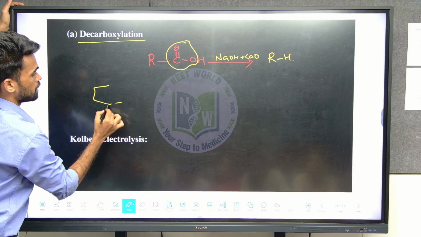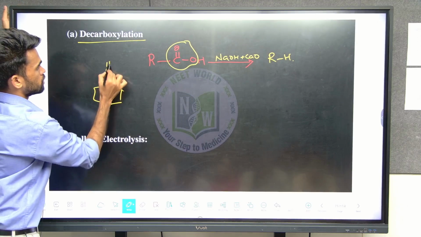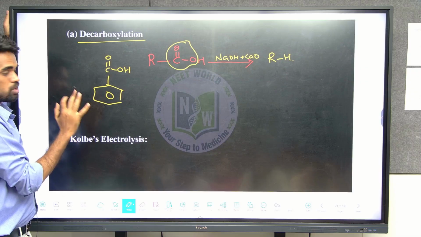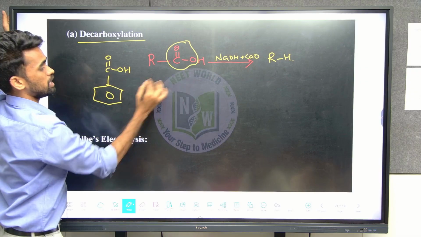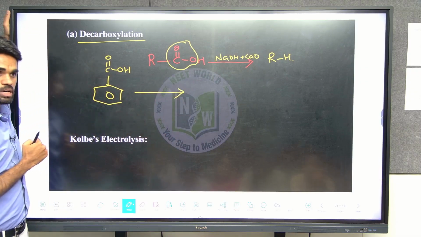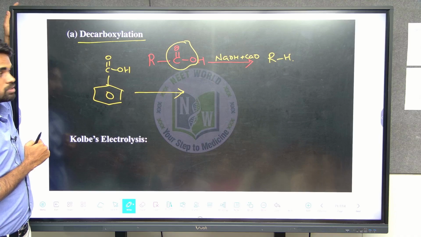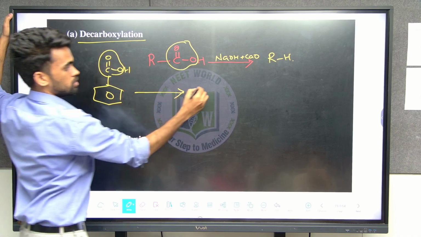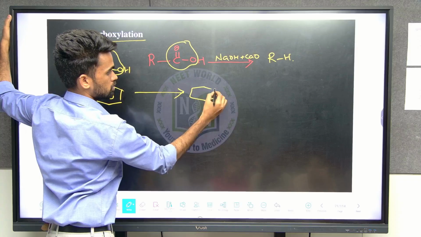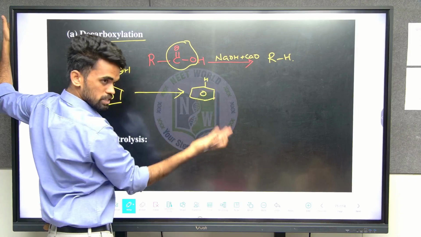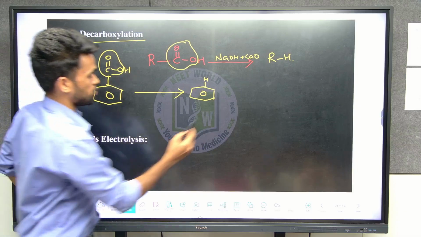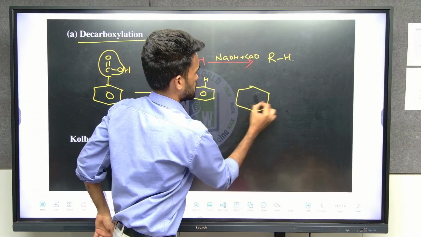Now remember, in decarboxylation, they will ask the reactivity order. For example, this is what? Carboxylic acid. If I do this decarboxylation, what is the product formed? Tell me. CO2 is removed. What is the product? Benzene only. Okay.